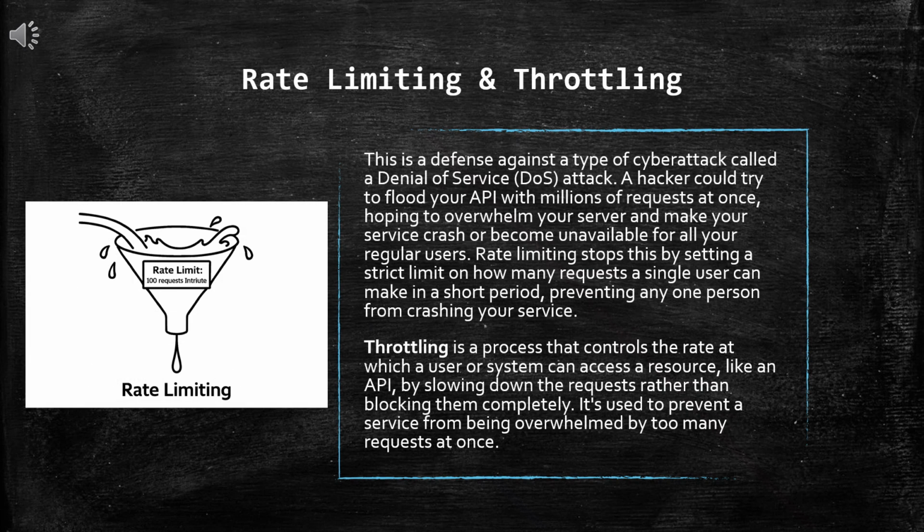Next, we have rate limiting and throttling, which are a defense against a type of cyber attack called a denial of service (DoS) attack. A hacker could try to flood your API with millions of requests at once, hoping to overwhelm your server and make your service crash or become unavailable for all of your regular users. Rate limiting stops this by setting a strict limit on how many requests a single user can make in a short period, preventing anyone from crashing the service.